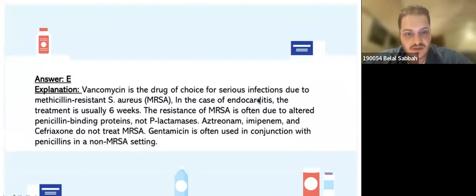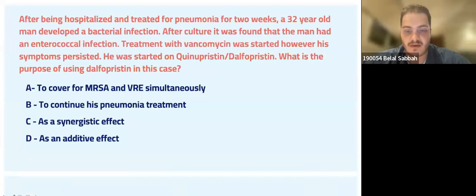It says here Vanco is a drug of choice for serious infections such as MRSA. In endocarditis, you give it for 6 weeks. I don't know if you need to know that. But yeah, you can just read this on your own time. But if you know Vanco for MRSA, I think that's all you need to worry about.